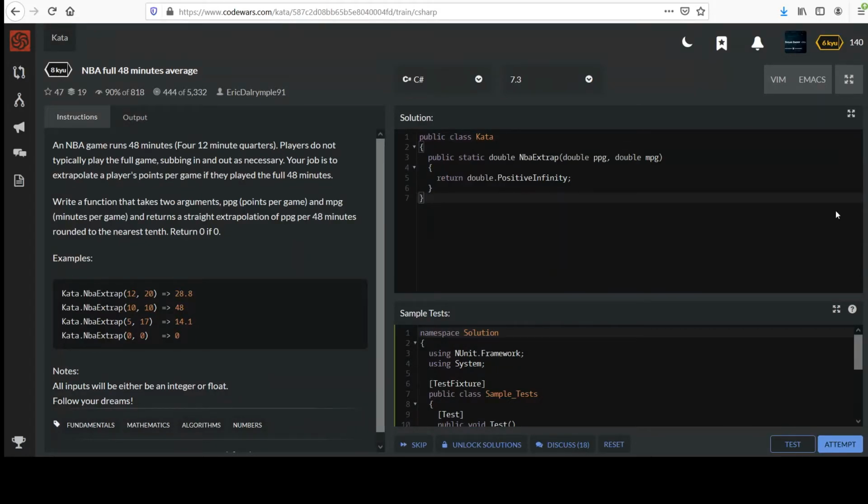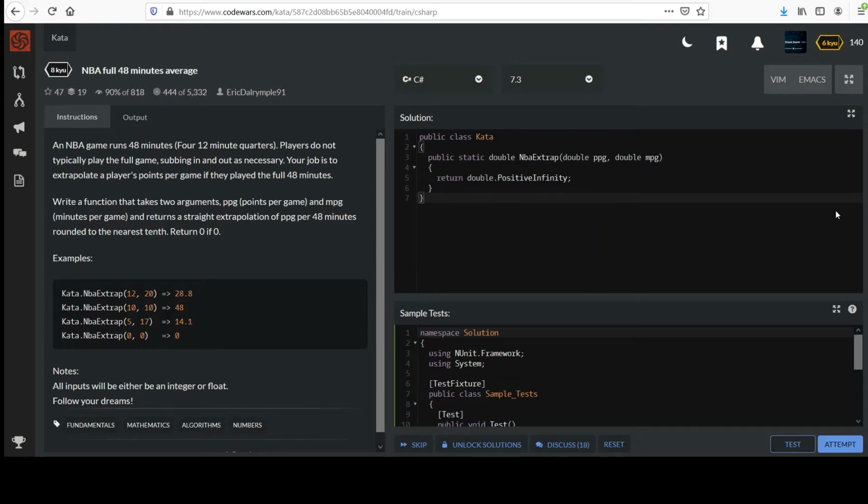The challenge is called NBA Full 48 Minutes Average. An NBA game runs 48 minutes, 4 12-minute quarters. Players do not typically play the full game. Subbing in and out is necessary. Your job is to extrapolate a player's points per game if they had played the full 48 minutes.